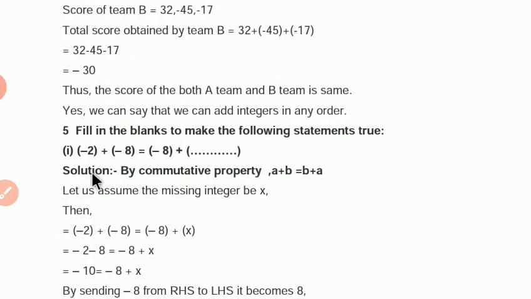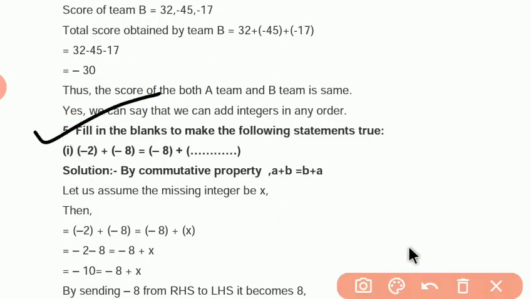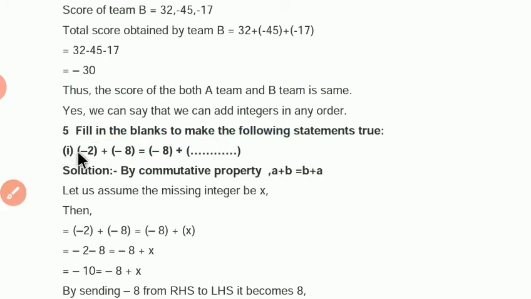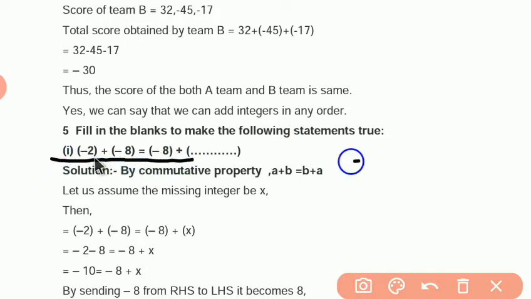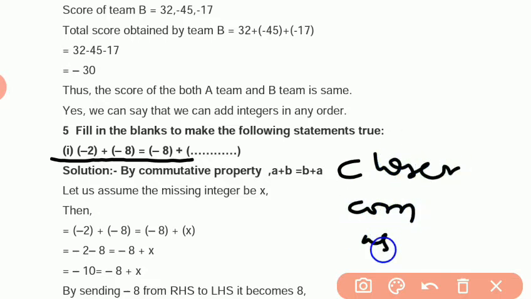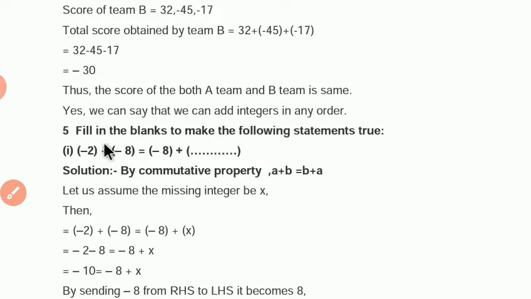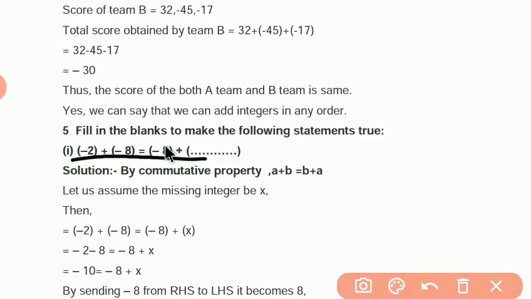Now let's see the last question of our class. Question number 5. Fill in the blanks to make the following statement true. As we have studied the properties of addition of integers, for example, closure property, commutative property, associative property, additive identity property and additive inverse, we have to use those properties in this question. First one: minus 2 plus of minus 8 equal to minus 8 plus blank. Now we have to find what answer will come in this blank.